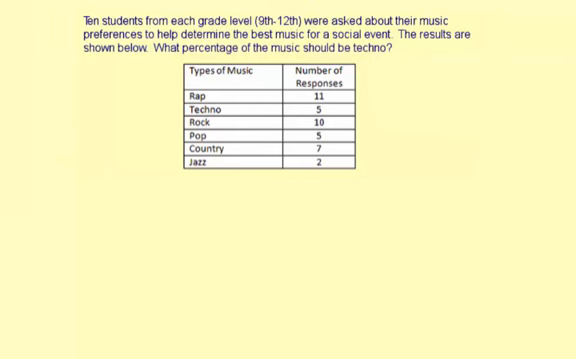10 students from each grade level, 9 through 12, were asked about their music preferences to help determine the best music for a social event. The results are shown below. What percentage of the music should be techno? Well, here's techno right here. 5 responses. Well, let's take a step back for a second.